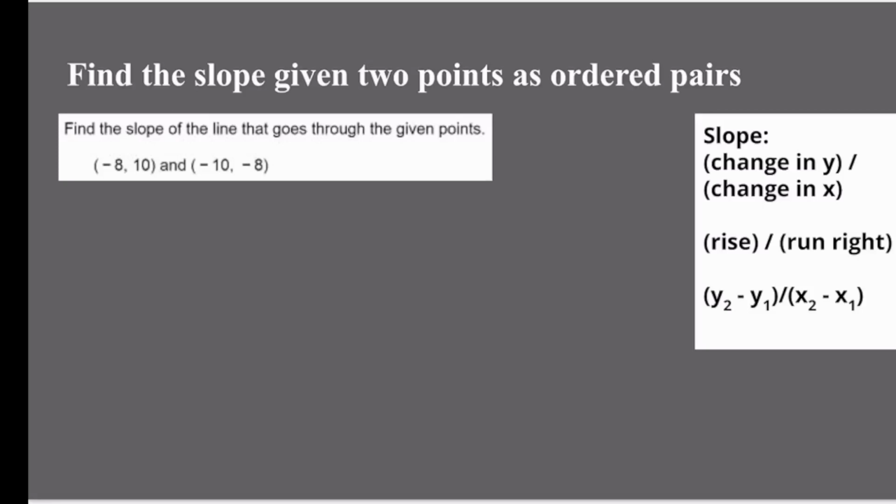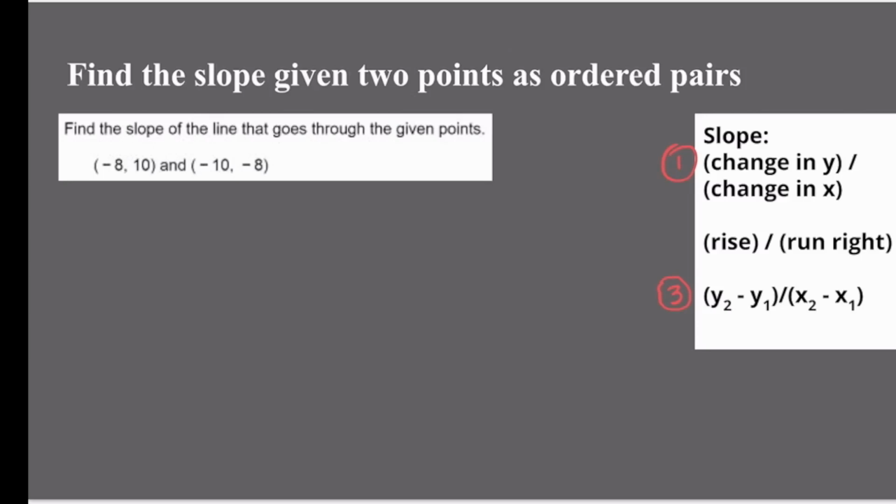Find the slope given 2 points as ordered pairs. So to find the slope of a line, if you're given 2 points, there's 3 ways to do this. First, understand that the slope is the change in the y values divided by the change in the x values. So this third option down here, that's the formula that you're typically given. You take 2 y values, you subtract them, take the 2 x values, subtract them, and you find the quotient.